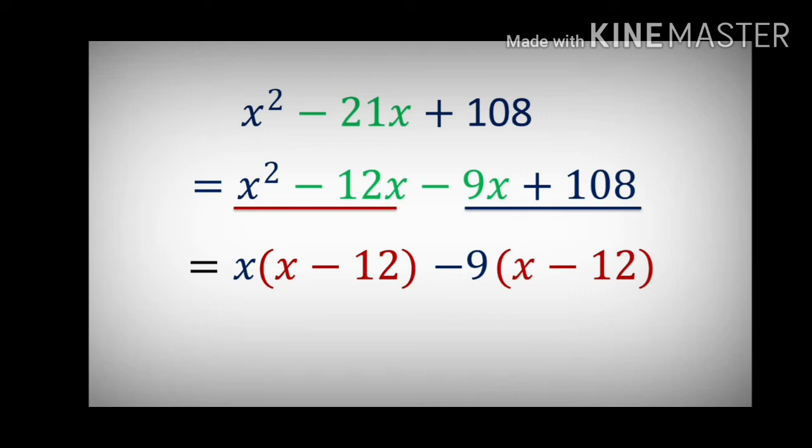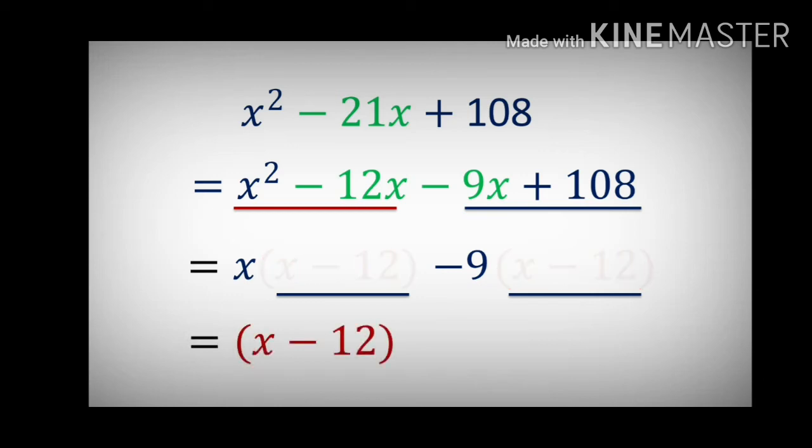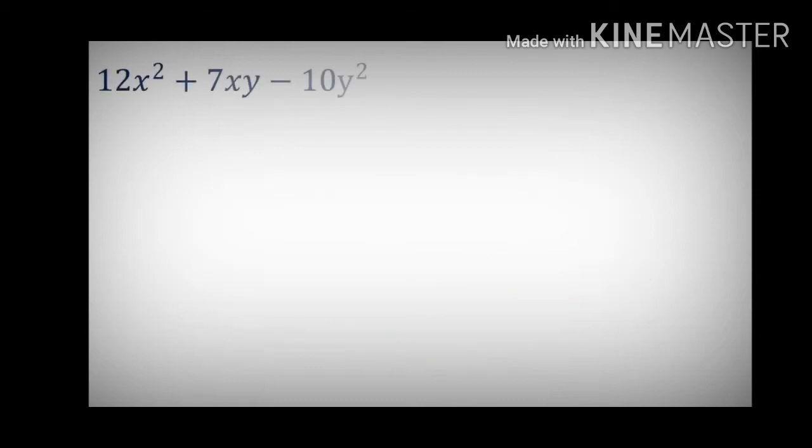So this one is the checkpoint here. We can check our answers. Next, we can take out the common, that is x minus 12. Now x minus 12 is common. So if I take out x minus 12, we are left with x minus 9. So that's the factorization. So we'll consider another type, 12x squared plus 7xy minus 10y squared.